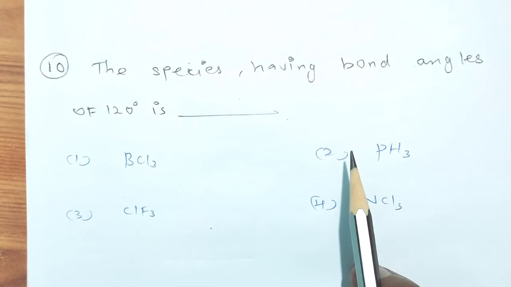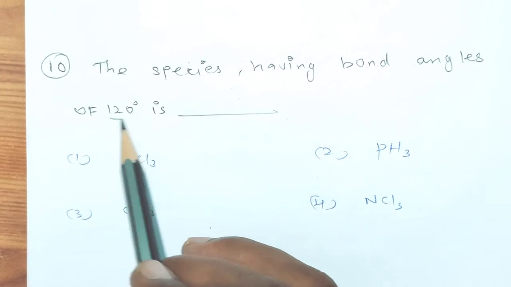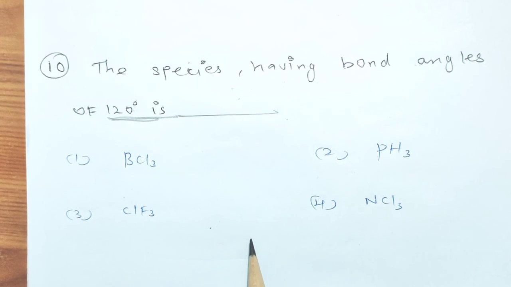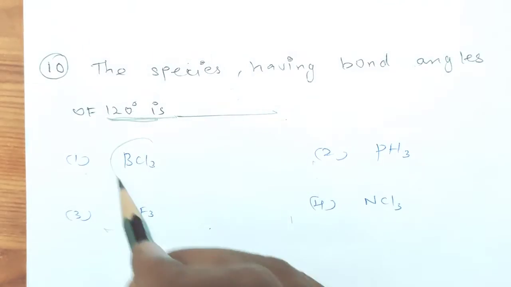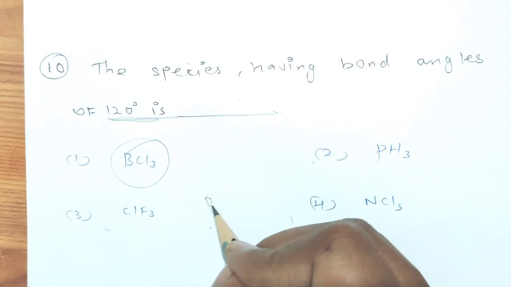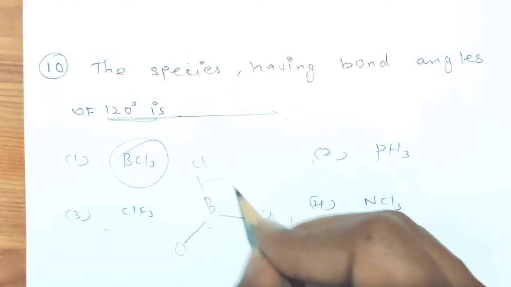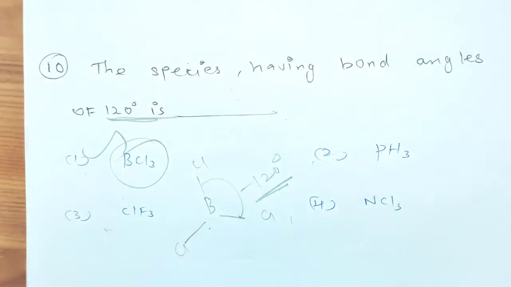Tenth question: the species having a bond angle of 120 degrees, which one is it? Here four options are given, 1, 2, 3 and 4. Generally this is a trigonal planar compound. Now this bond angle is 120 degrees, right? So this is the right option.